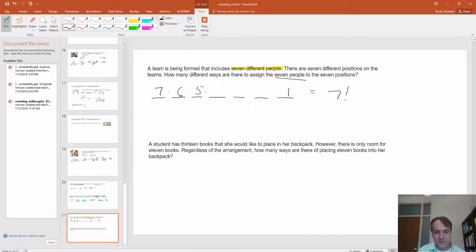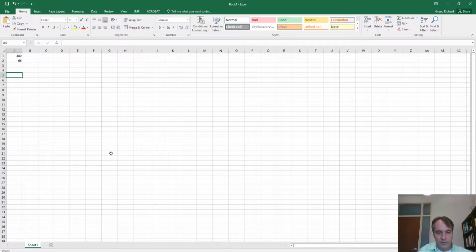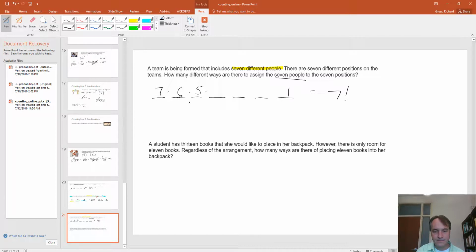And just for my own curiosity, I want to see the magnitude of these numbers, so let's go ahead and do that. Factorial of 7, 5040. Okay, so there are astonishingly, over 5,000 different ways to put 7 people on a team. Okay, it's just amazing. Okay, so last one then.